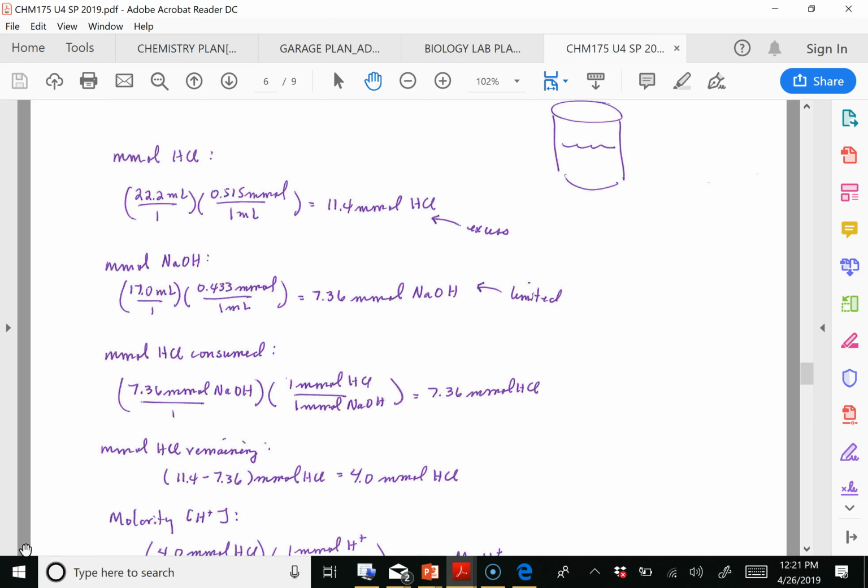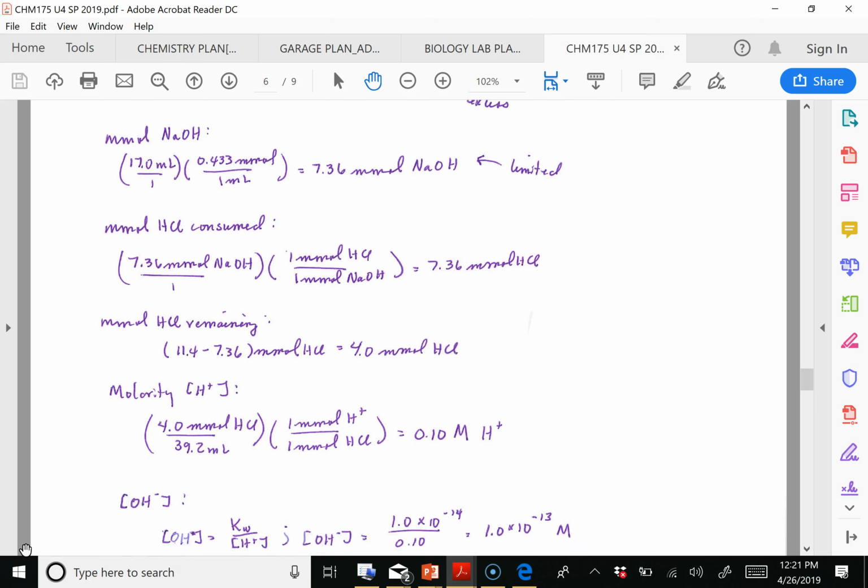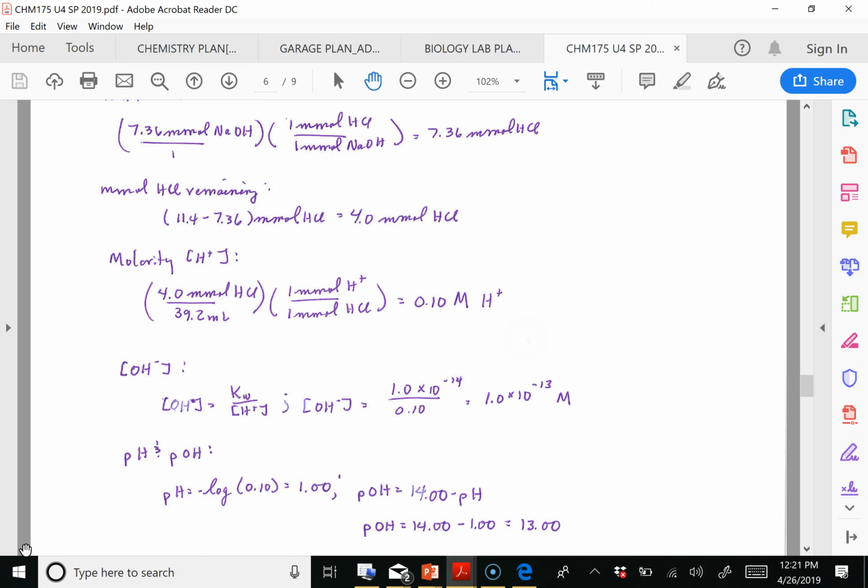So like I said, then it becomes just a point of taking those millimoles of HCl and dividing it by the total solution volume. And then one last step to get from molarity of HCl to molarity of H plus.